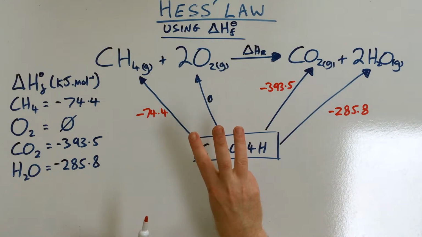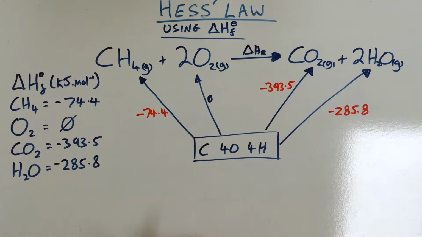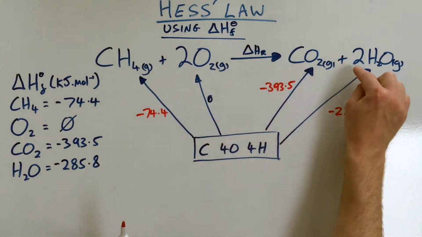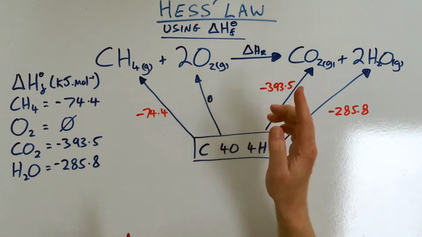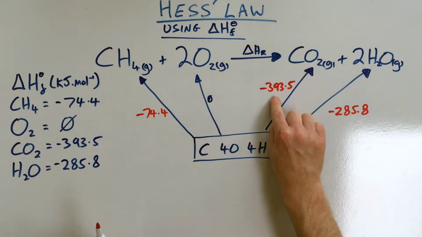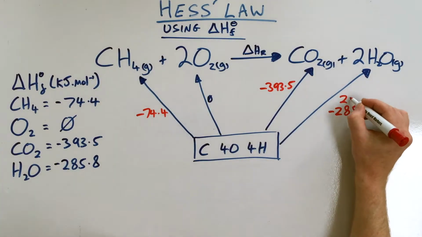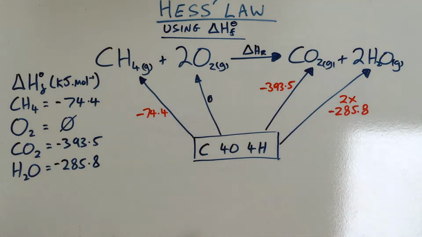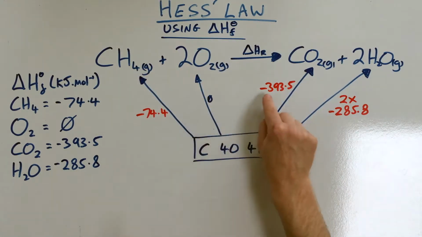Third rule you should follow, and final one in terms of setting this up, is you must take into account the number of moles that are balanced in the equation. This is 1 mole, so that's fine. This is 0, even though it's 2 there, but it doesn't matter because 2 times 0 is 0. 1 mole of carbon dioxide, we have 2 moles of water. So this must be 2 times minus 285.8.